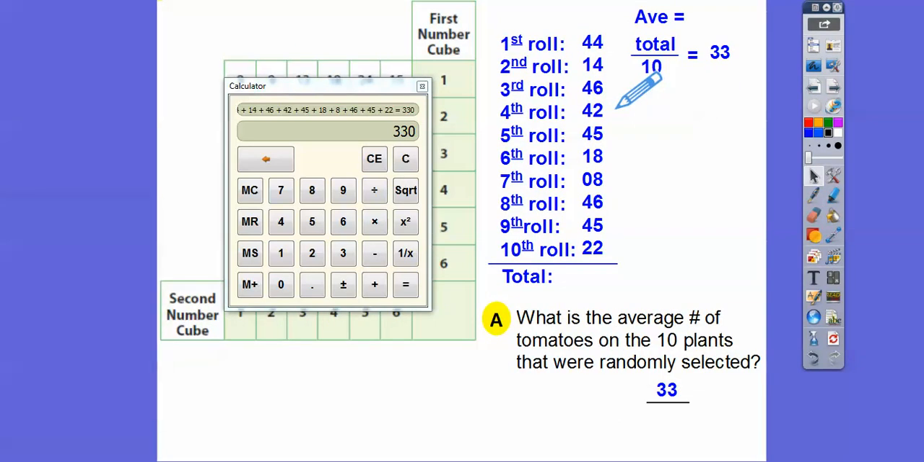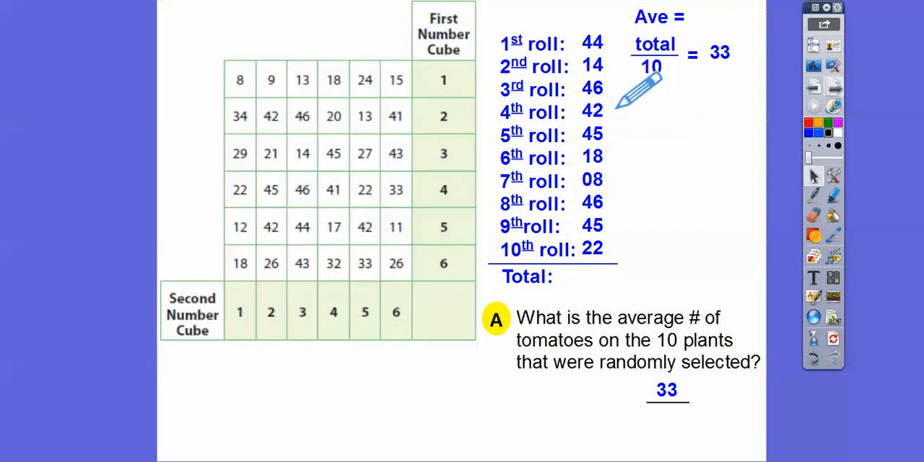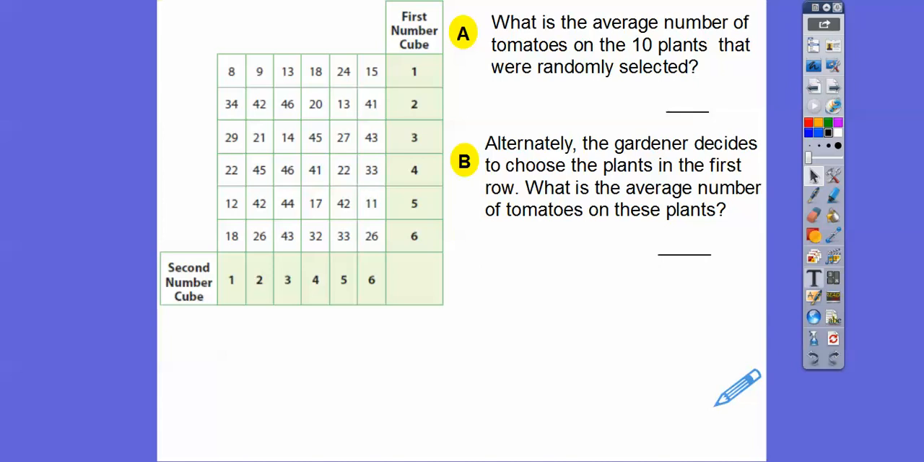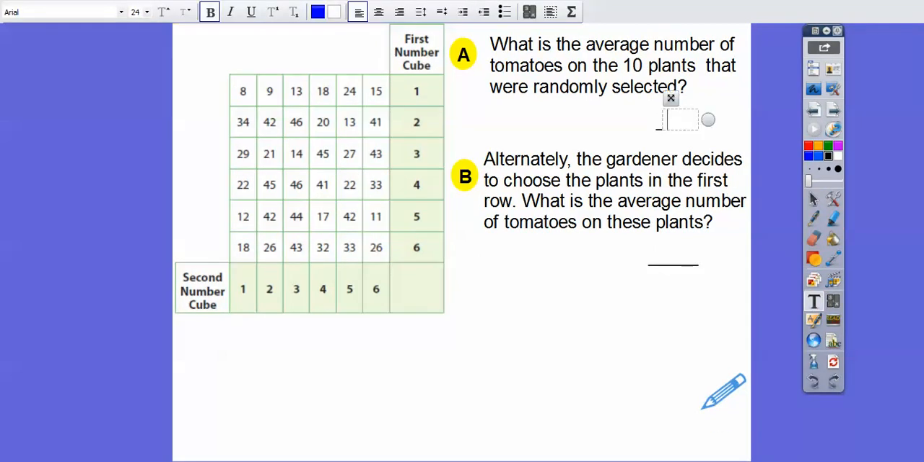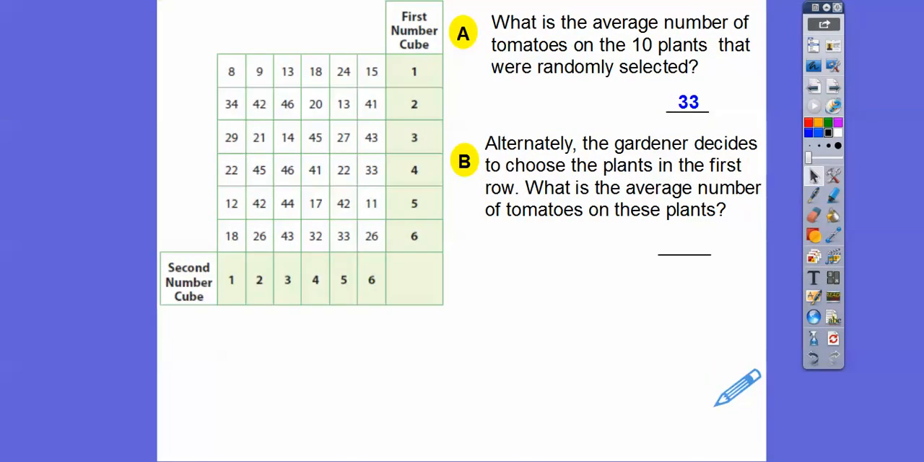Okay, so let's go ahead and put in 33 right there, and let's answer this next question right here. Okay, so we found out it was 33. Another way is the gardener decides to choose the plants in the first row. So this is the first row right here. And what's the average of these numbers?